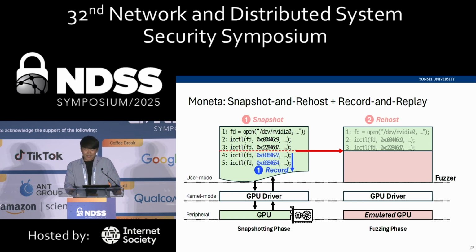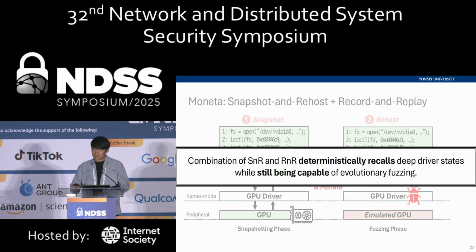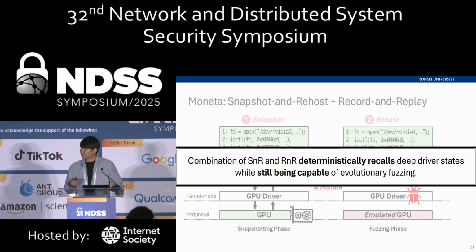And now we add record and replay. During the snapshotting phase, we also do what we call post-snapshot recordings, and this is literally recordings of syscalls after we take the snapshot. On the implanted fuzzer, we replay the recordings, and we mutate these post-snapshot recordings to find bugs in deep driver states. So this is the simple but core idea of Moneta. The combination of snapshots and record and replay deterministically recalls deep driver states while still allowing the fuzzer to be capable of evolutionary fuzzing.